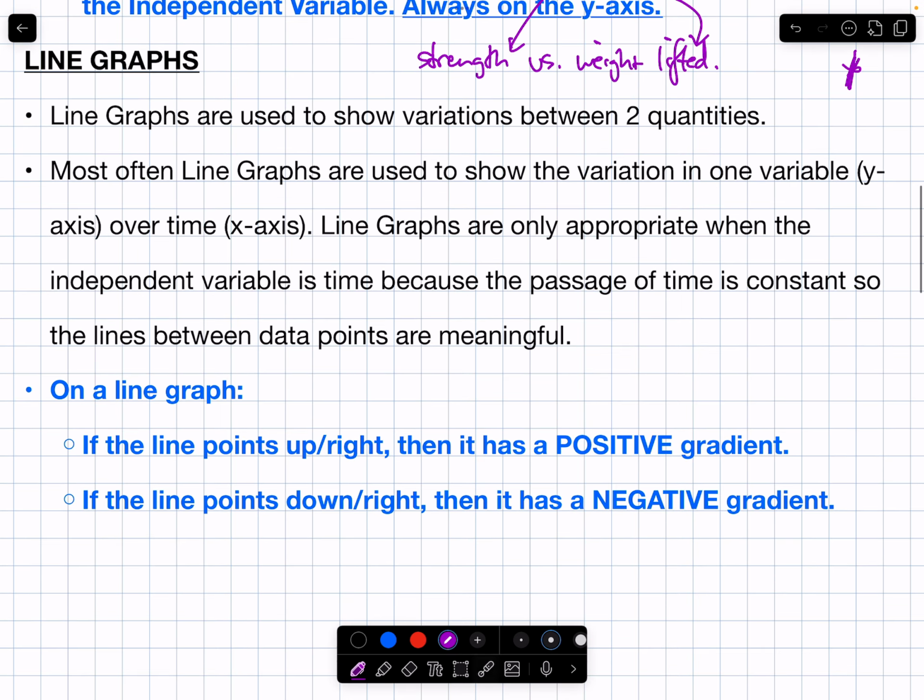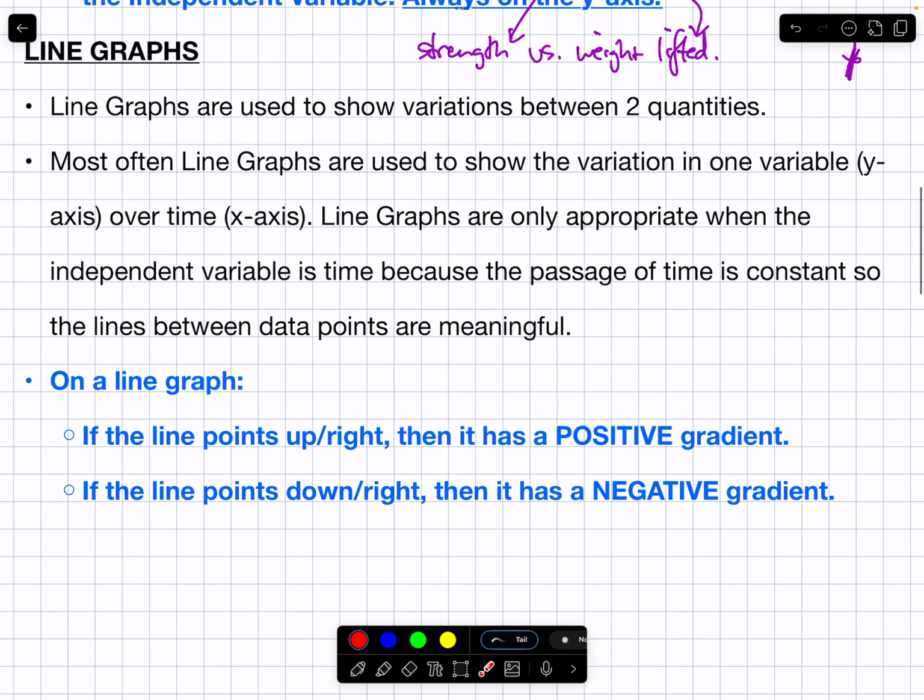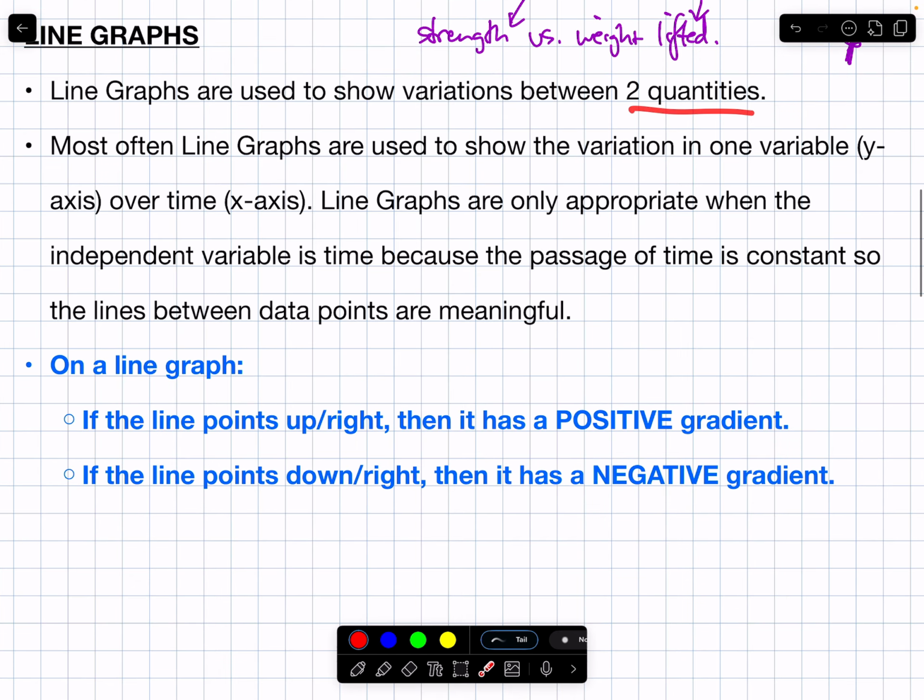So the first kind of graph that we're going to deal with in bivariate statistics is line graphs. This is used to show variations between two quantities. Really the key to understand with line graphs is it's always going to be passage of time. So the x-axis variable is always going to be time.